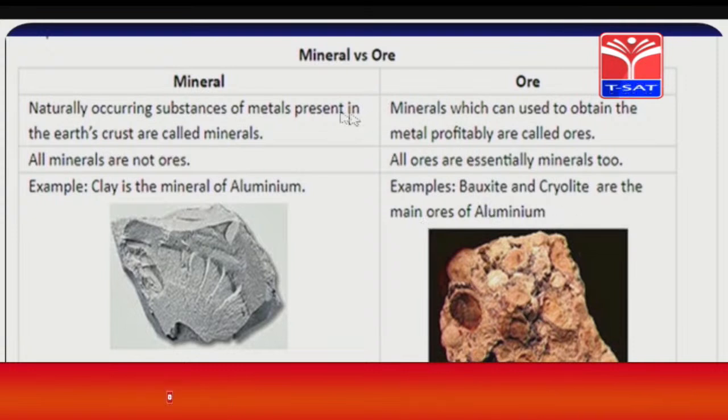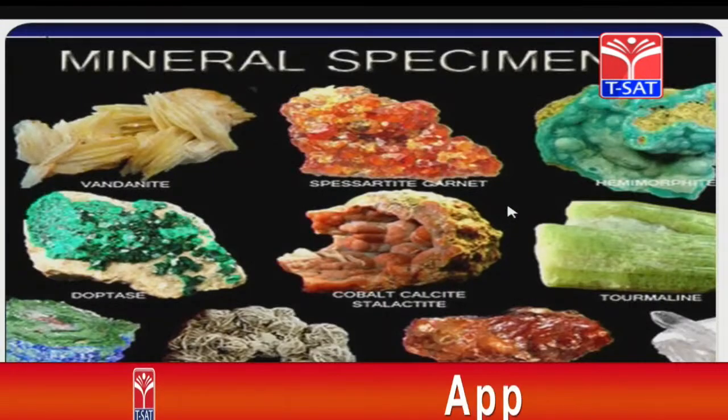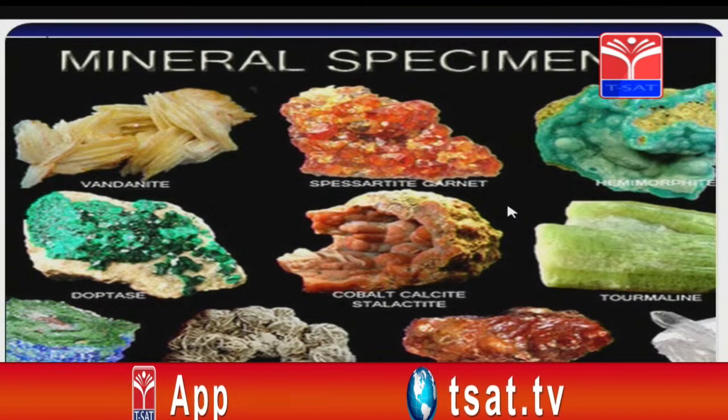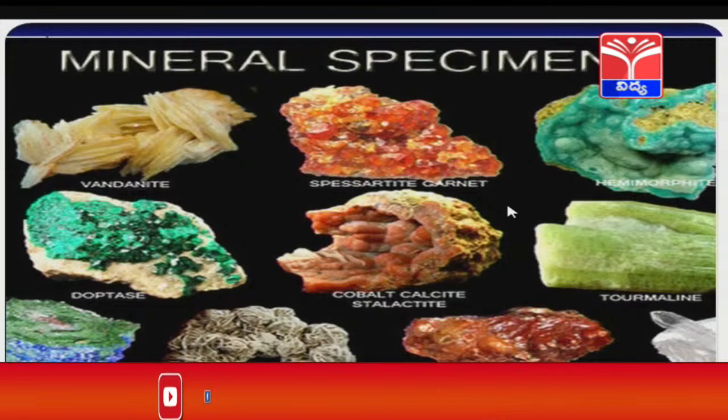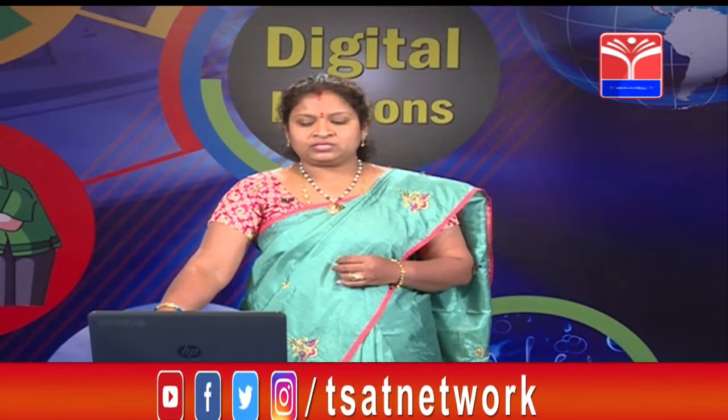Bauxite and cryolite are minerals. They are also ores because you can extract aluminium profitably from bauxite and cryolite. So, these are the different mineral specimens of different metals. See how colorful they are because of the presence of different metals in them. So, let us see some more differences between minerals and ores.